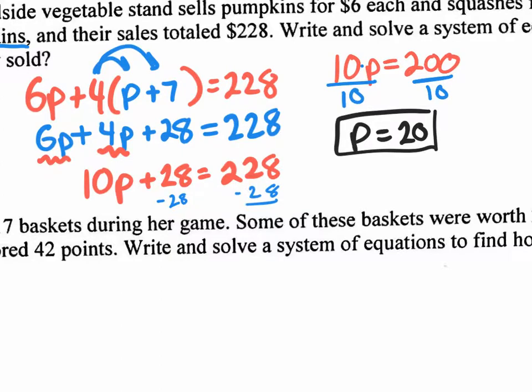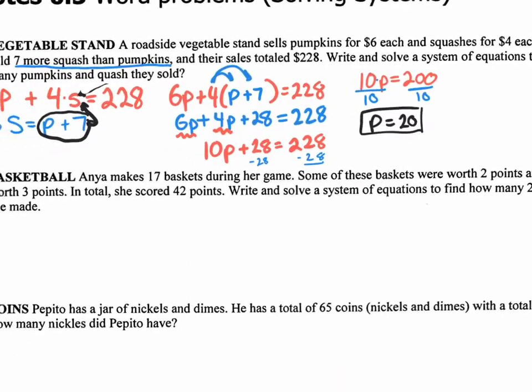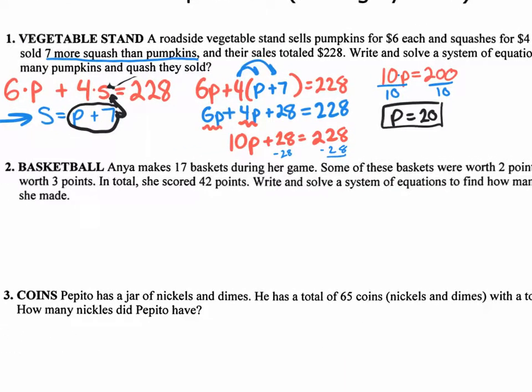What did we just find here? How many pumpkins we sold, right? 20 pumpkins. Is it asking for how many pumpkins were sold? No. It says both how many pumpkins and squash. Should be an S right there, squash. So we know how many pumpkins. We still need the squash. How do we figure that other one out? Plug it in. So right here it says the squash is really going to be 7 more than the pumpkins. So squash is going to be 7 more than the pumpkin.